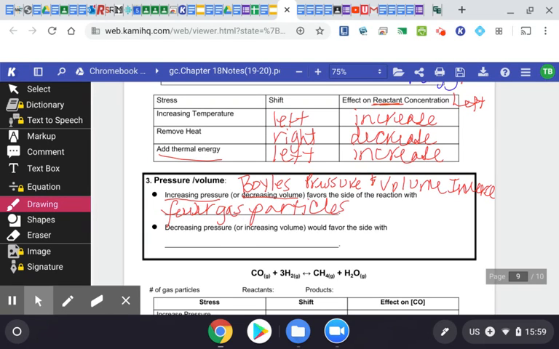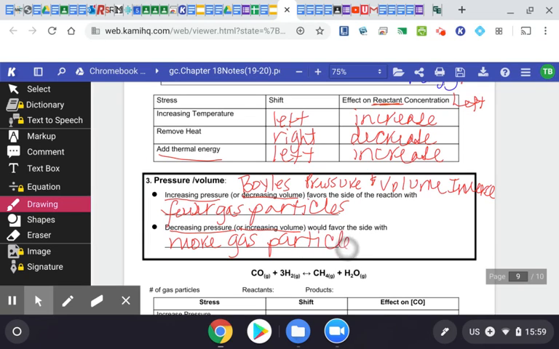And the reason is if you increase pressure, the system is going to shift to make that pressure go back down. Well, if it goes to the side with fewer gas particles, you're going to have fewer collisions, which will eventually lower the gas pressure. Now, decreasing pressure, which is the same as increasing volume, is going to favor the side with more gas particles.